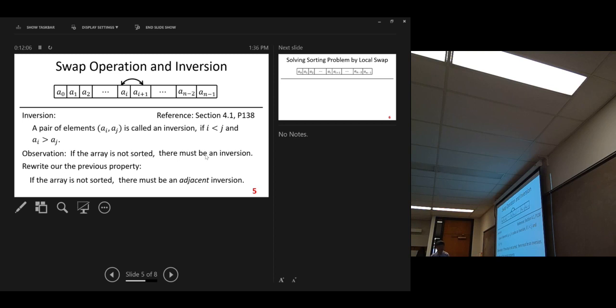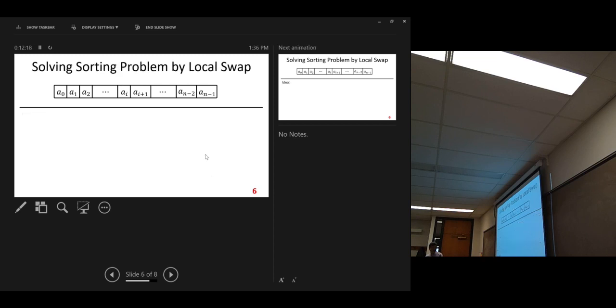By your intuition. Here we do not prove it. Sorting problem by local swap. After you have this view, the solution is immediate. Idea: remove all the local inversions by local swaps. That's our main idea of the solution. Local inversions, local swaps.